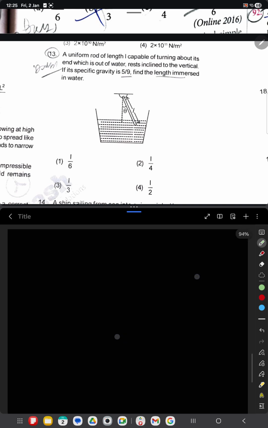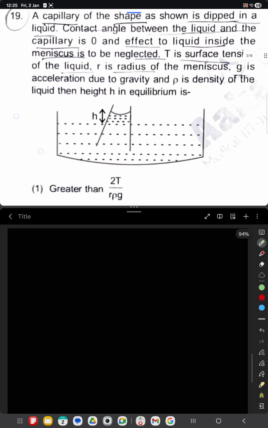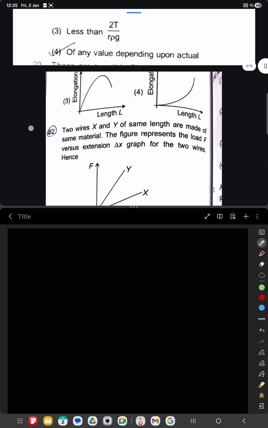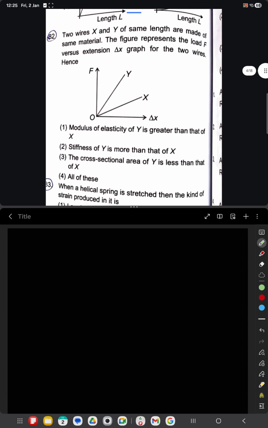Next question is, I will do this one later on. Next, moving on to another question. In this question, there are two wires x and y of same length. There are two graphs given, F versus delta x. This is y. This is x.